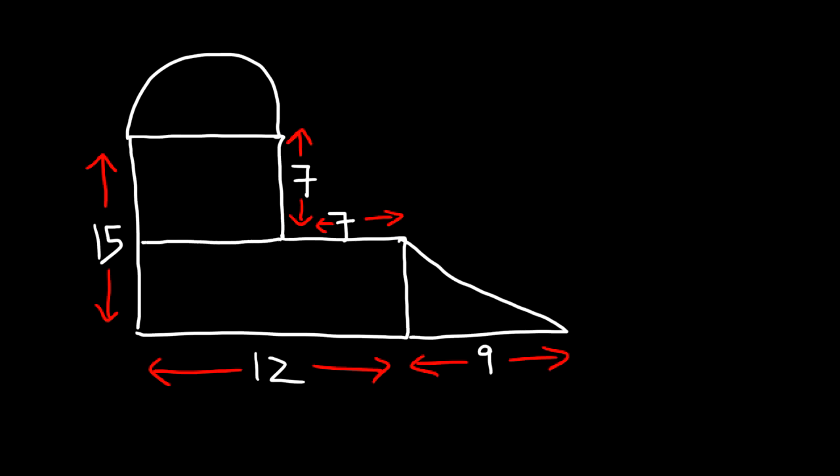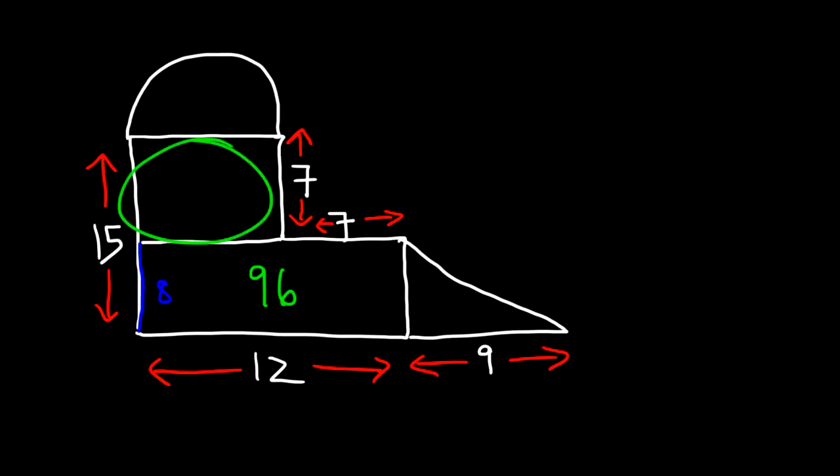Let's make a line. Now, if this side is 7 and this is 15, therefore, this section has to be 15 minus 7. So it's 8, since 7 plus 8 adds up to 15. So now we could find the area of this rectangle. It's going to be length times width, so 12 times 8. 12 times 8 is 96.